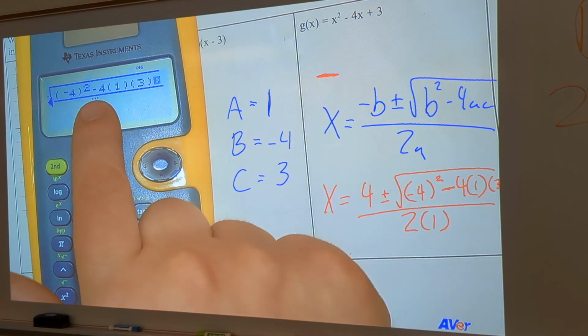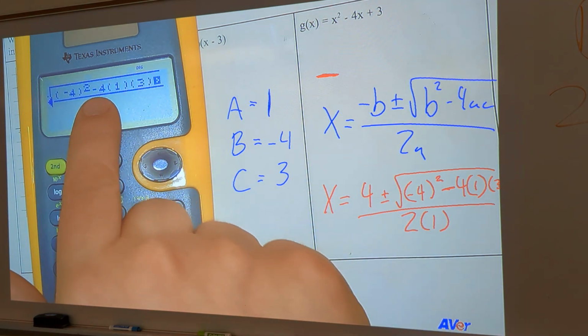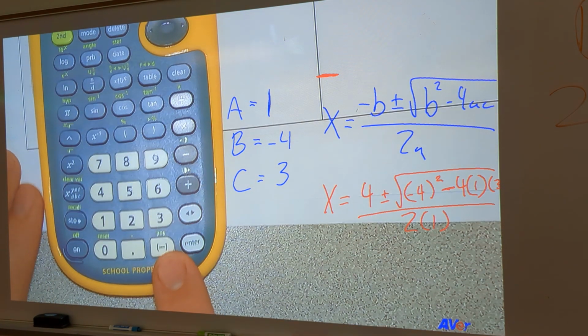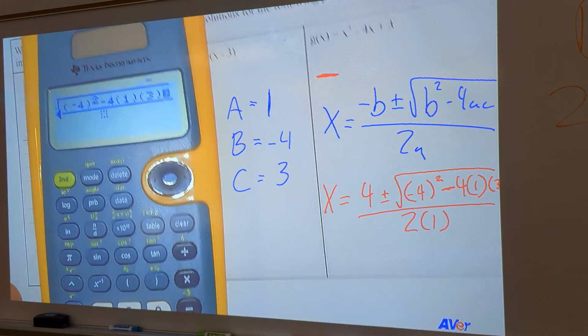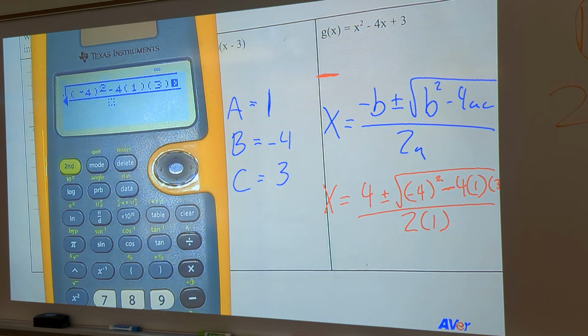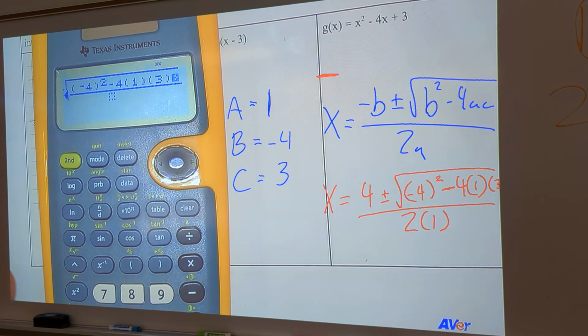Something you need to be very careful of. This right here is a minus, not a negative. If you use the negative button instead of the minus button, the calculator will actually think you're multiplying by a negative 4 instead of subtracting 4. So be careful what you type in there.